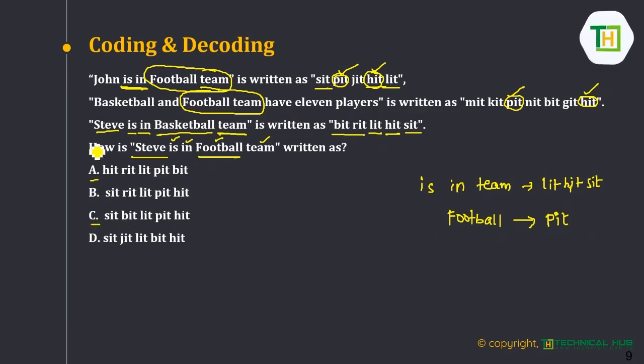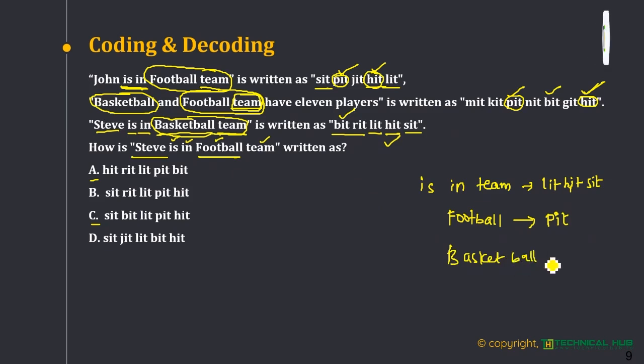Now, first of all, try to find the basketball. What is the code for basketball team? Because basketball team is common in the 2nd and 3rd sentences. Basketball is common, team is also common. So what is the common code word in these 2? Hit is common here and another one is bit. I know already hit is for team, so then the basketball code is bit. Basketball code is bit.